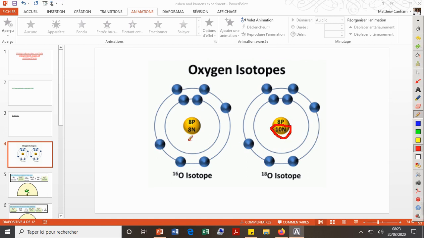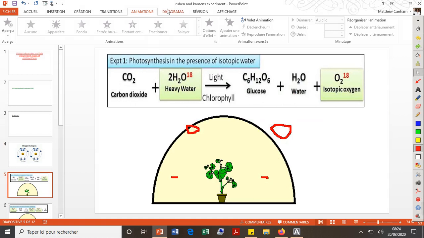So we've got 10 neutrons here and 8 here, which means if we consider the weight of the nucleus, we're going to have 8 plus 8, 16, that's where we have 16 here, and 8 plus 10 here, it's going to be 18. So the 18 isotope is slightly heavier and has different characteristics, and therefore scientists can tell both isotopes apart and they can follow different molecules. Okay, so let's enlarge this.